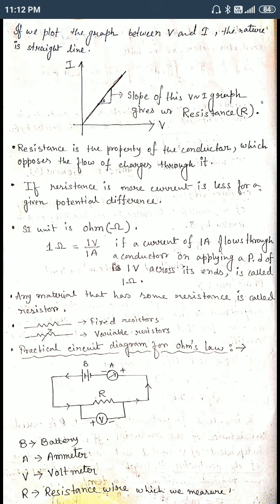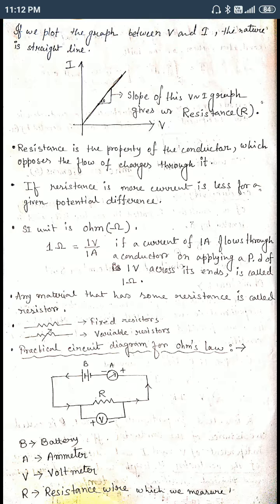So from Ohm's law, we discussed resistivity and many factors. Now, from Ohm's law, if we plot a graph between V and I, potential difference and current, we see that the nature of the graph is a straight line passing through the origin.